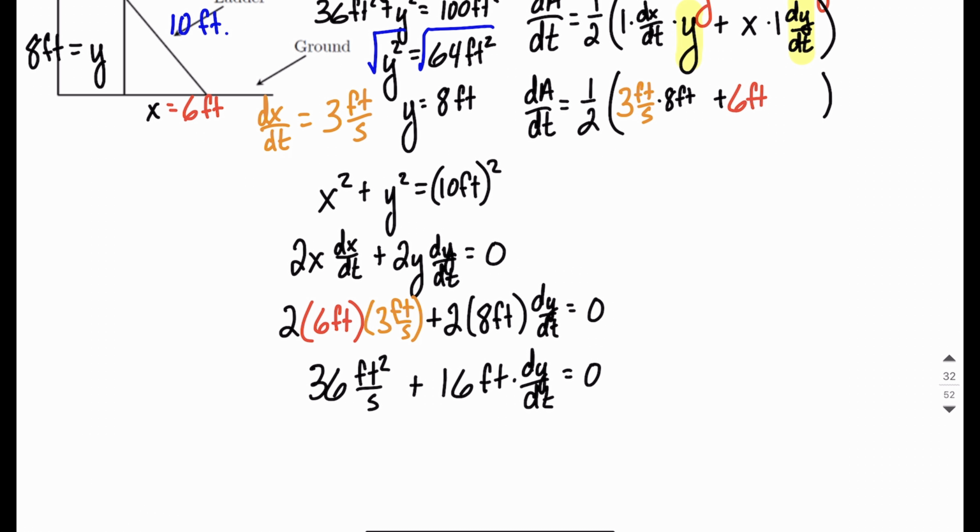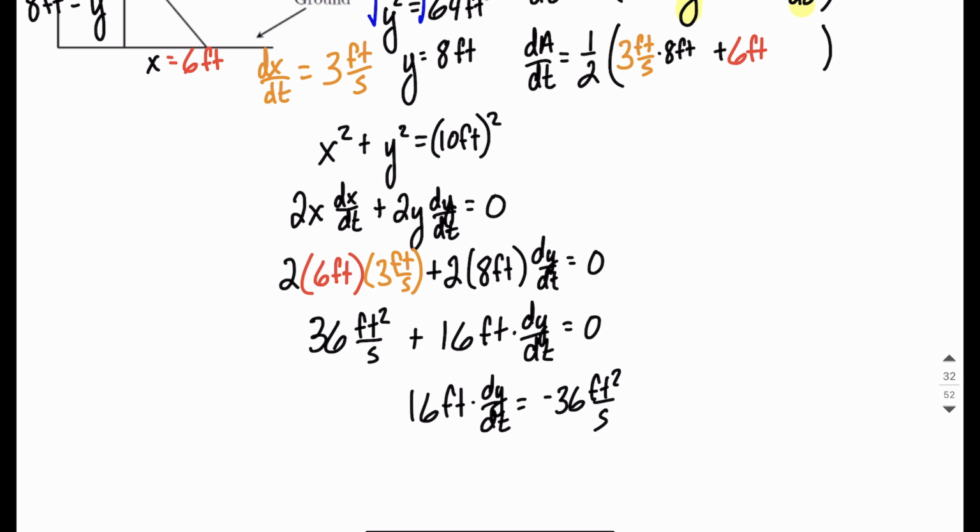Next, I'm going to go ahead and subtract that 36 feet squared per second to the other side. So 16 feet multiplied by dy/dt is equal to negative 36 feet squared per second. And to wrap this up, get dy/dt on one side all by itself, we need to divide both sides by 16 feet. This will isolate the dy/dt on the left-hand side all by itself. And on the right-hand side, we should be able to simplify a little bit here.